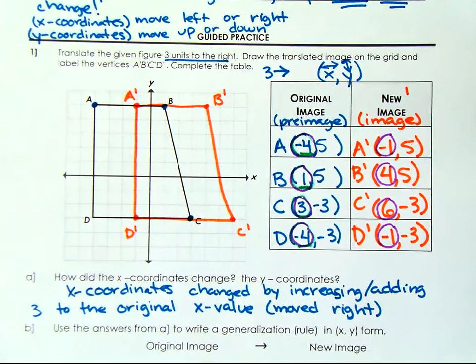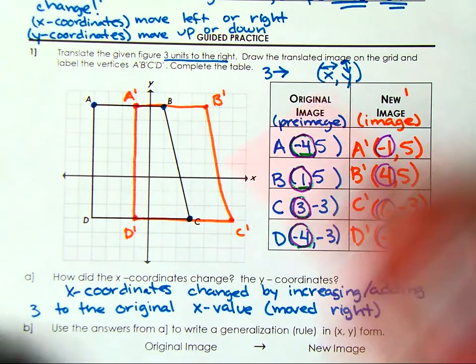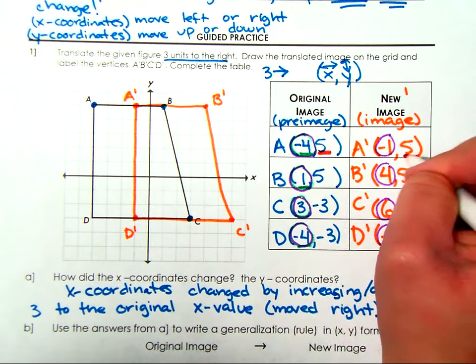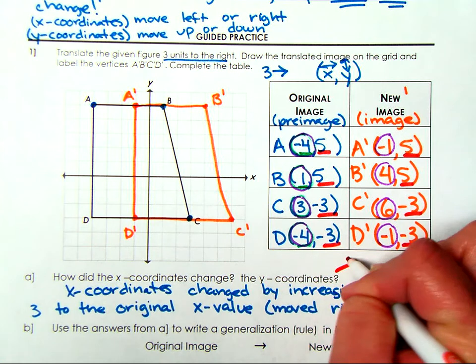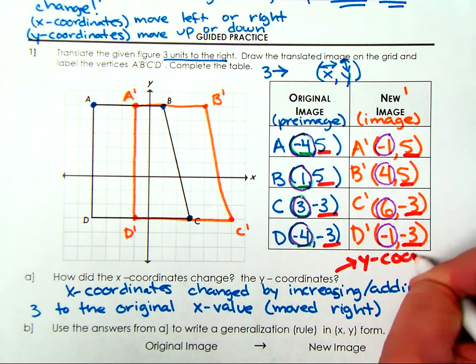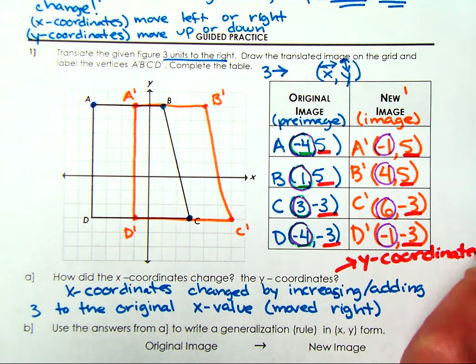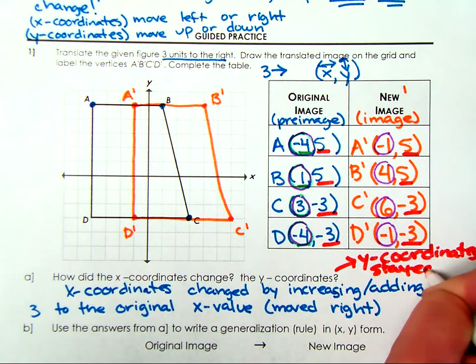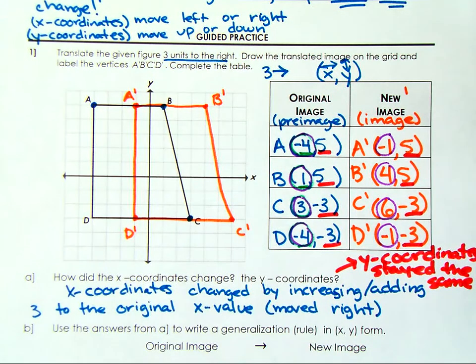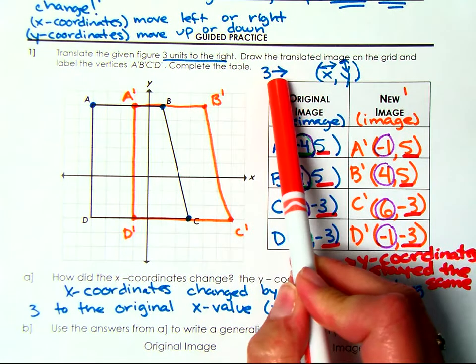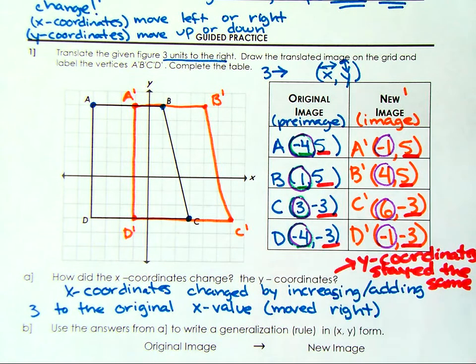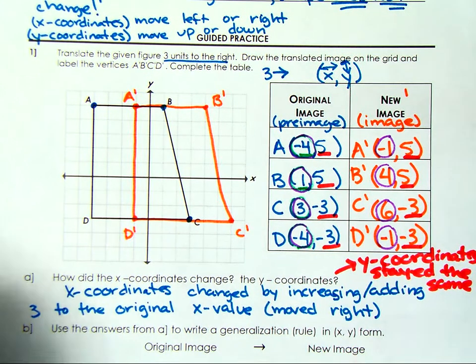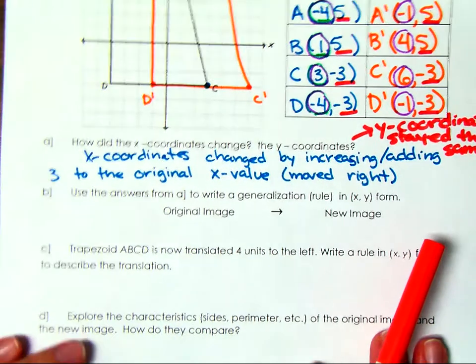Okay, well, did the y coordinates change? Let's look. 5, 5, 5, 5, negative 3, negative 3, negative 3, negative 3. So we can say y coordinates stayed the same. And if you think about it, that makes sense because we were only moving to the right. If you're going to be moving up or down, then your y coordinates would have changed. And we can actually see that with the picture.